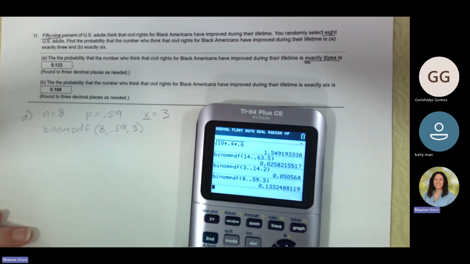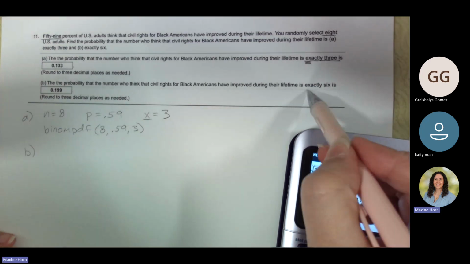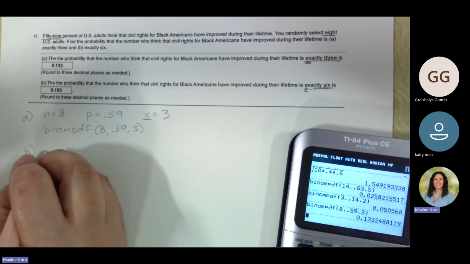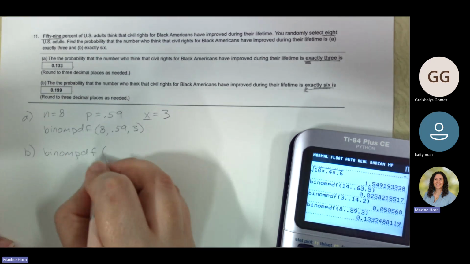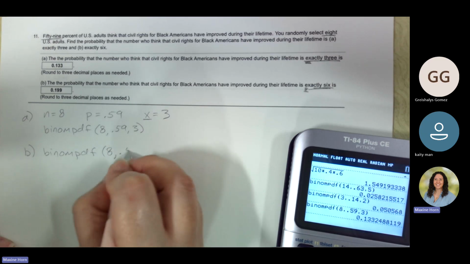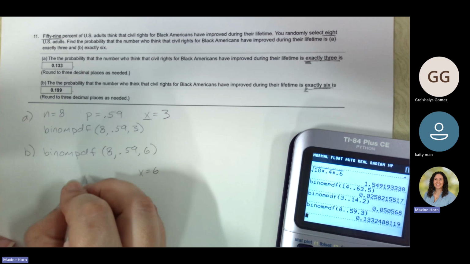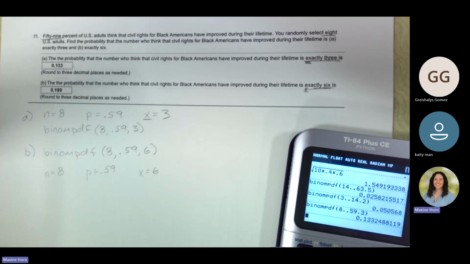Okay, so for B, they're asking is exactly 6. So again, the X exactly. So we're going to do binom PDF of N, comma, P, comma, and now my X is 6 because they want exactly 6. Okay.